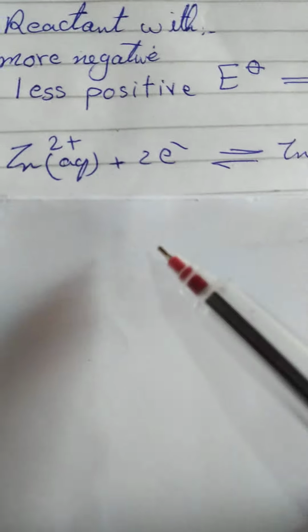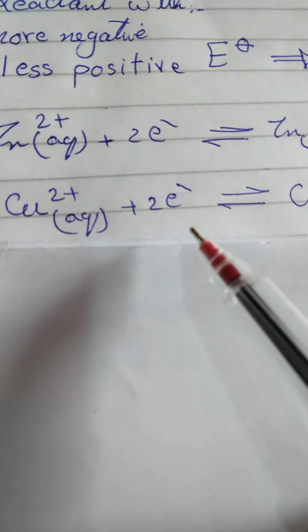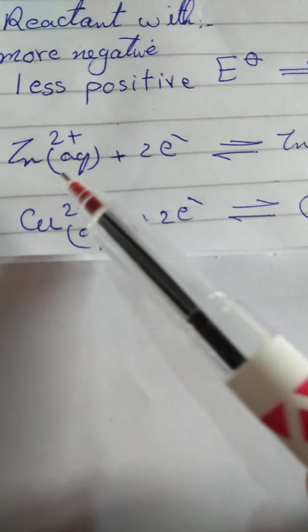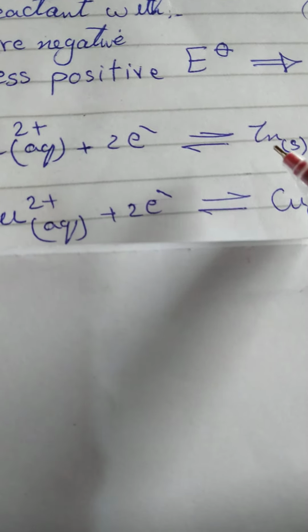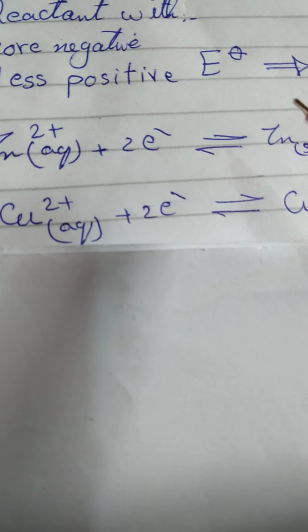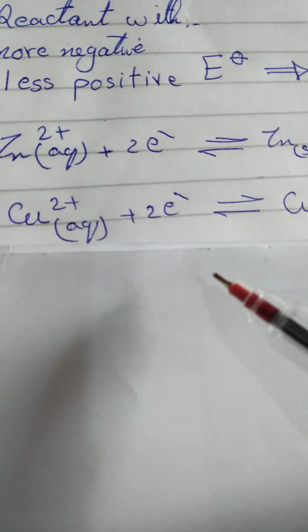If we have zinc metal and zinc ions, and we add them to copper metal and copper ions, what will we expect here? Can zinc react with copper ions to give copper metal and zinc ions? Or will zinc ions react with copper to produce zinc metal and copper ions? Which will be a feasible reaction, the reaction that can happen, and which one will never happen here?